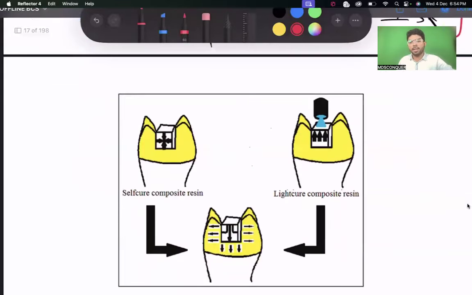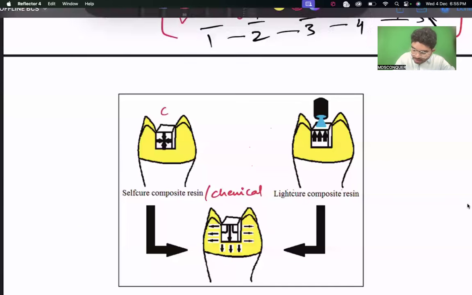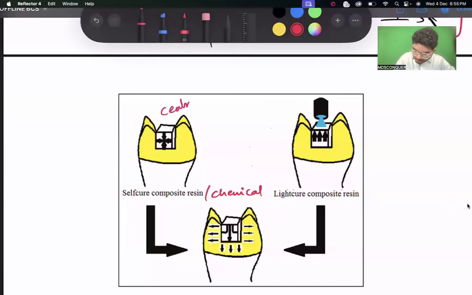Okay, then comes, the first one is chemical cure or self-cure, and the second one is light cure. Whenever you take the direction of polymerization shrinkage, in the case of self-cure or chemical cure, the curing will occur towards the center. Whereas in the case of light cure, the curing will occur towards the light. Right? That is one of the important concepts that you have to make a note of. So if you are using light, the curing will occur towards the light. And if we are using a chemical cure or self-cure, the curing will occur towards the center.